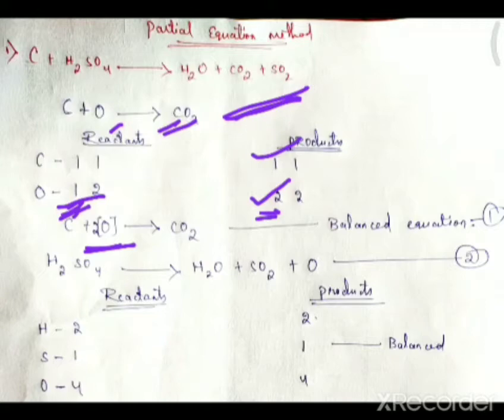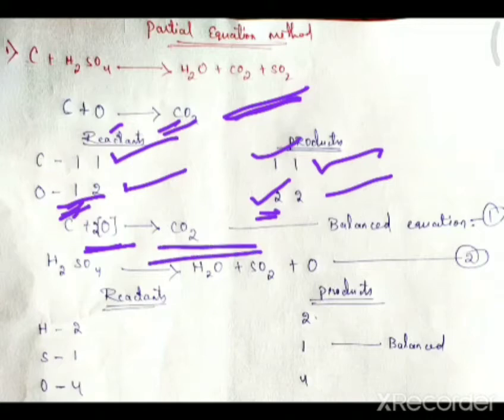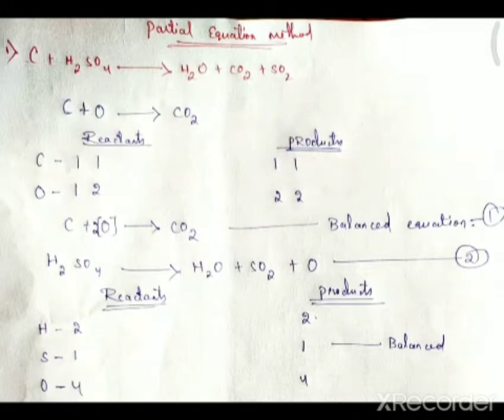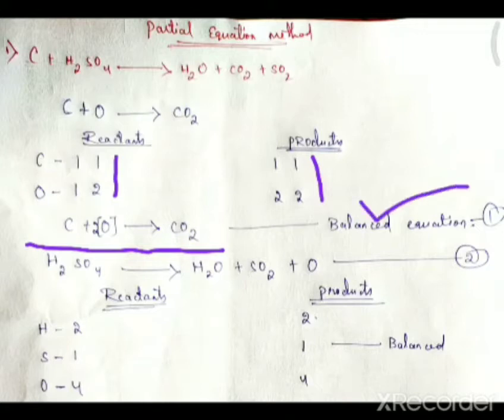After that what will we get? We will get one carbon atom and two oxygen atoms. This side we will write the same as it is because we have not made any change in the product part. Okay, so now you check whether this is balanced or not. You can see this is equal on both sides, that means this equation is now balanced. That is C plus 2O gives rise to CO2.